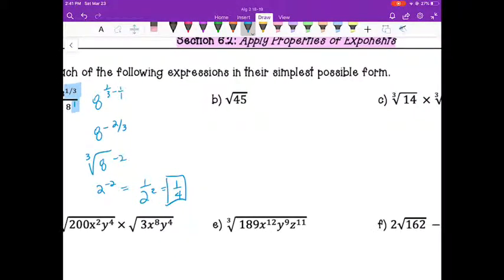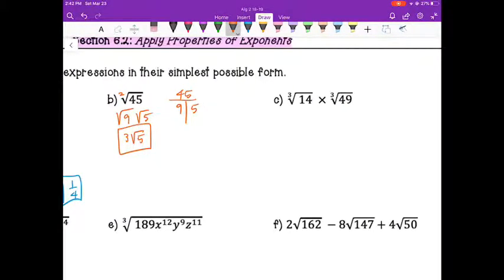Example B, we are square rooting 45 and we want to simplify. So when we make our chart, we are looking for perfect squares since we're taking the square root. And that will obviously break into 9 and 5. So we have the square root of 9 times the square root of 5, which would just be 3 square root 5.